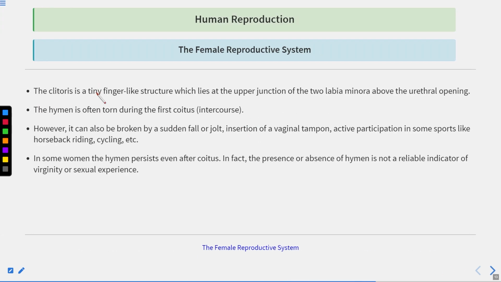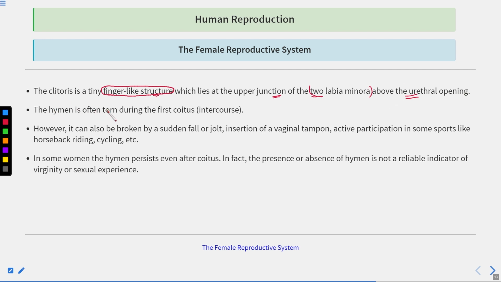Clear? Now let's talk about the clitoris. The clitoris is a tiny finger-like structure which lies at the upper junction of the two labia minora, above the urethral opening. Clear? So this is known as the clitoris. It is a finger-like structure, and it lies at the upper junction of the two labia minora, above the urethral opening.